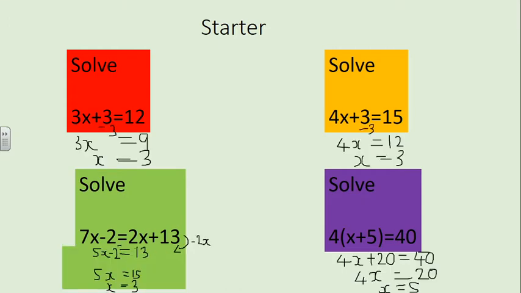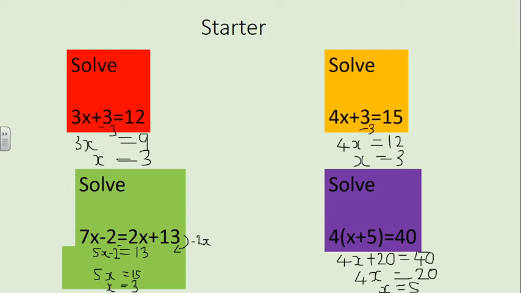Okay, then the answers. So you should see, first of all, I've taken off the 3 to get rid of the 3. So that means you're left with 3x equals 9. And it's 9 because 12 take 3 is 9. That means 3 times something is 9. So that answer must be 3. Next up, you take off the 3, which leaves you with 4x equals 12, because 15 take 3 is 12. And then that means 4 times something is 12, so that something must be 3.